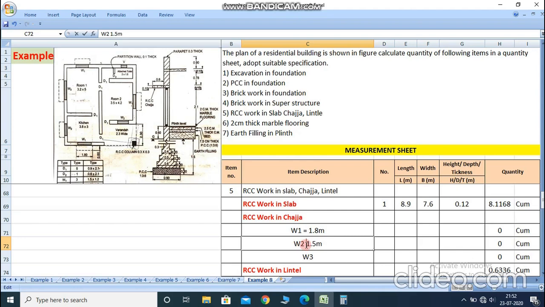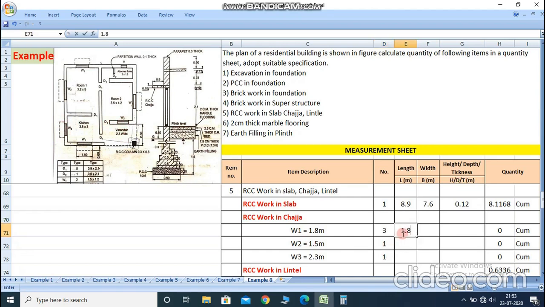This value is already calculated in the above portion and is equal to 2.3 meter length. Here the total number of W1 windows is 3, W2 window is 1, and W3 type of window is 1. Sorry, here W2 type, there are 2 windows, but in the veranda portion no chhaja is required, so we put only a single window. So right here 1. Clear?